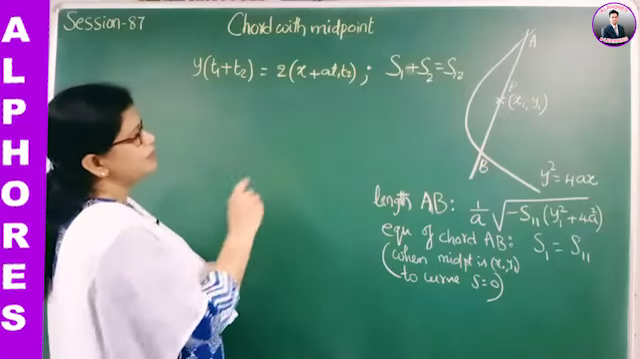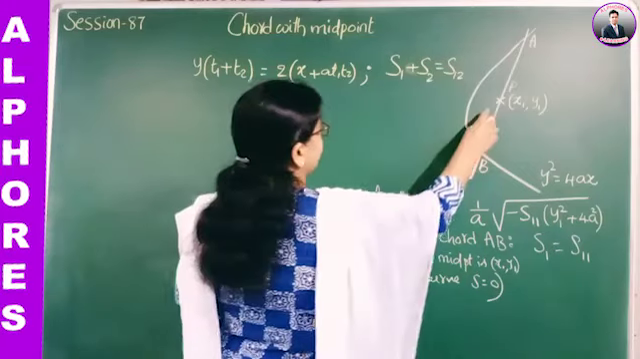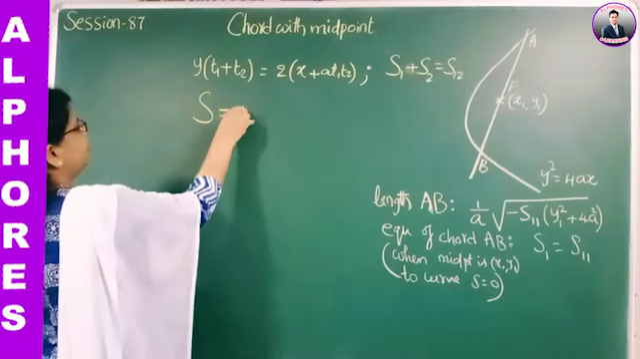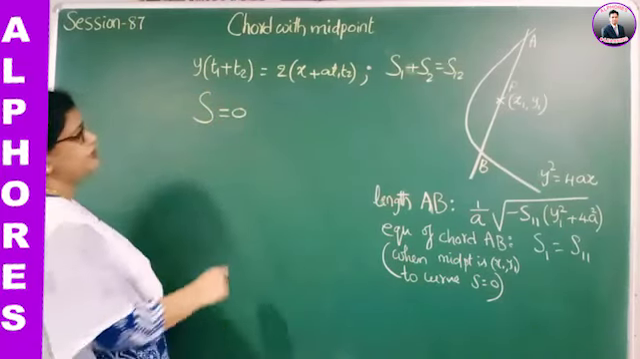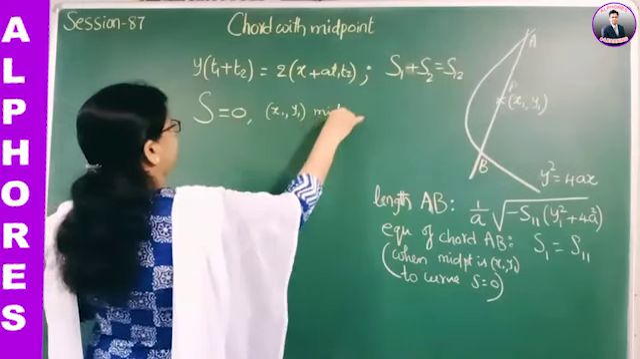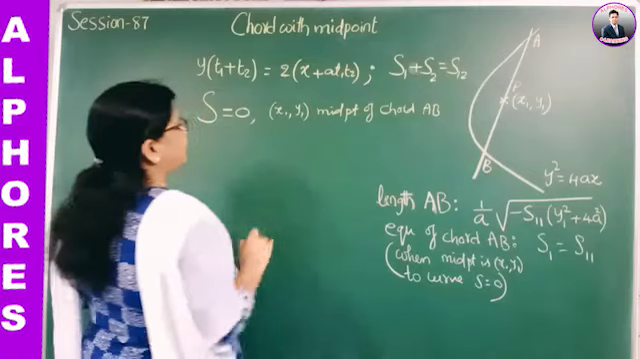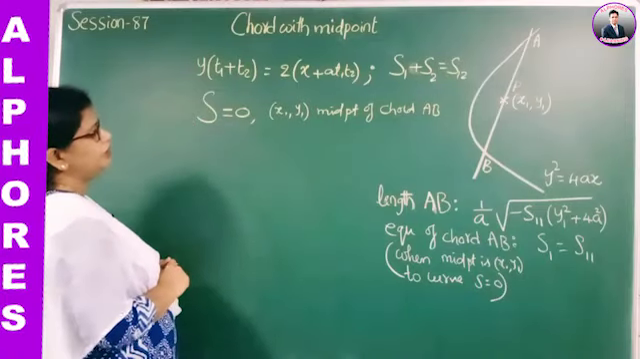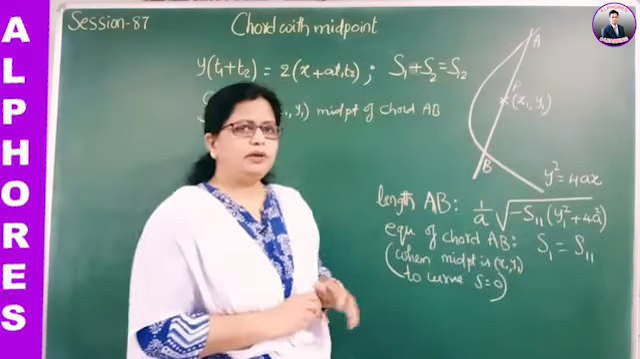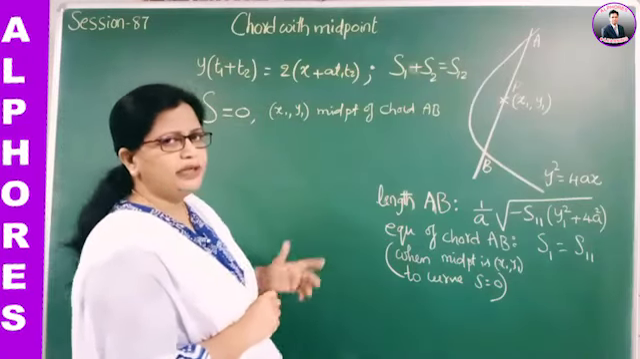Now in this problem the data is different. That means the middle point of the chord is given. The equation of the curve is given as S equal to 0, and (x1, y1) is the middle point of the chord AB. Then what is the equation of the chord? For any conic we can apply the formula S1 equal to S11. You have already observed the same kind of formula in the circle. So how can we derive this?